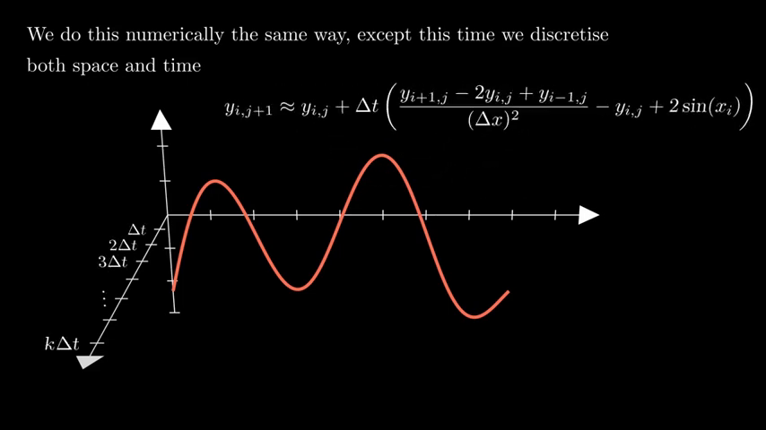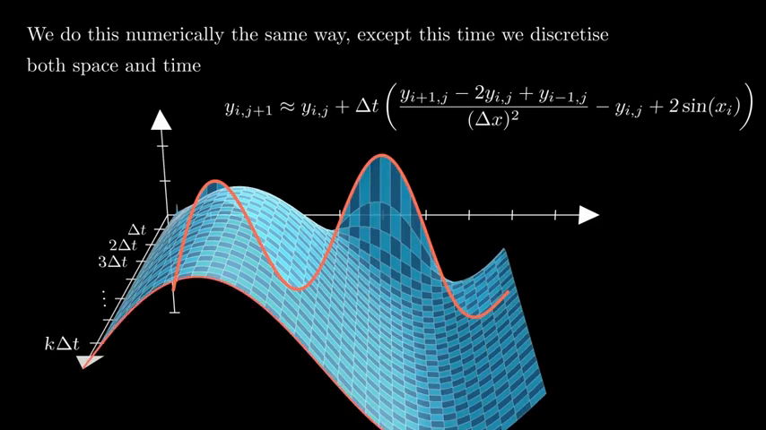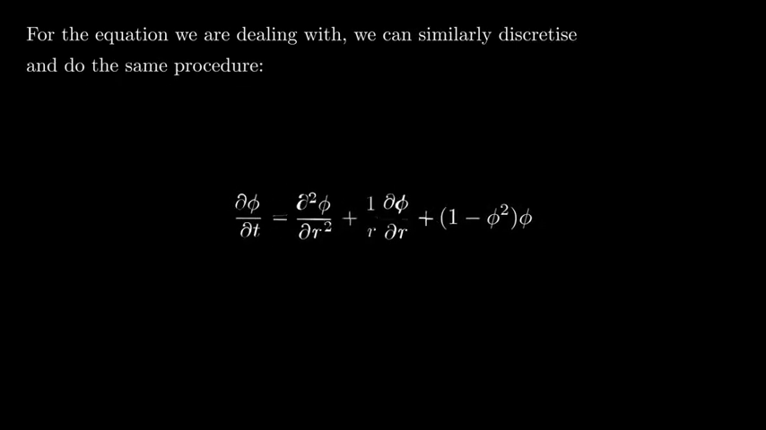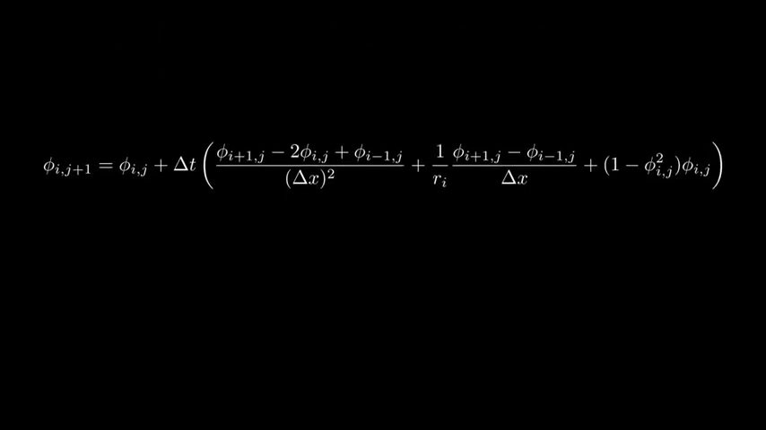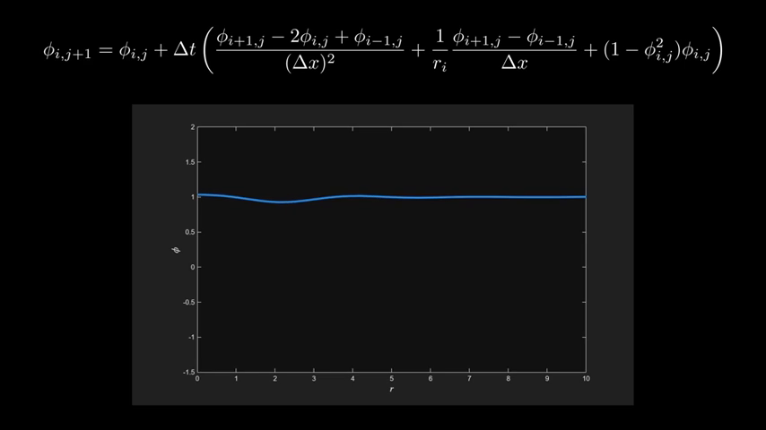We do this numerically the same way, but in this case we discretize both space and time. For the first equation that we are dealing with, we can similarly discretize and do the same procedure, yielding us this quite complex numerical formula. Here we see that unfortunately the solution tends to the trivial solution of phi equals 1, and thus we can end our search for the simple case of winding number 0.